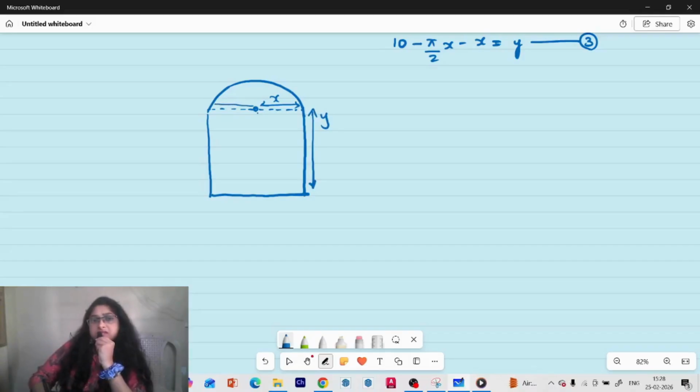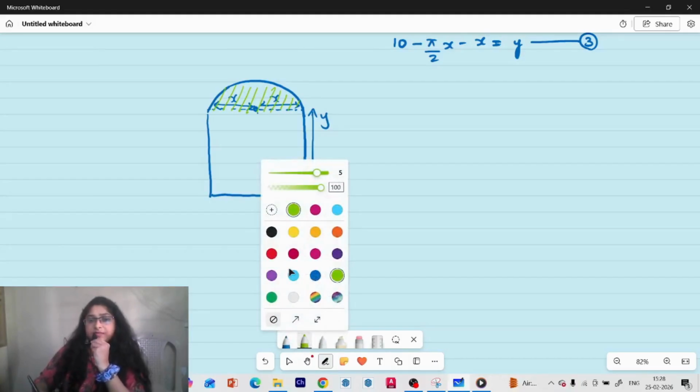So obviously this is also x again. Now tell me, how do we calculate the area? Area is area of the semicircle plus area of the square. I mean not the square, sorry, rectangle in this case. I've drawn it like a square, but in reality it shouldn't be a square, it's a rectangle.